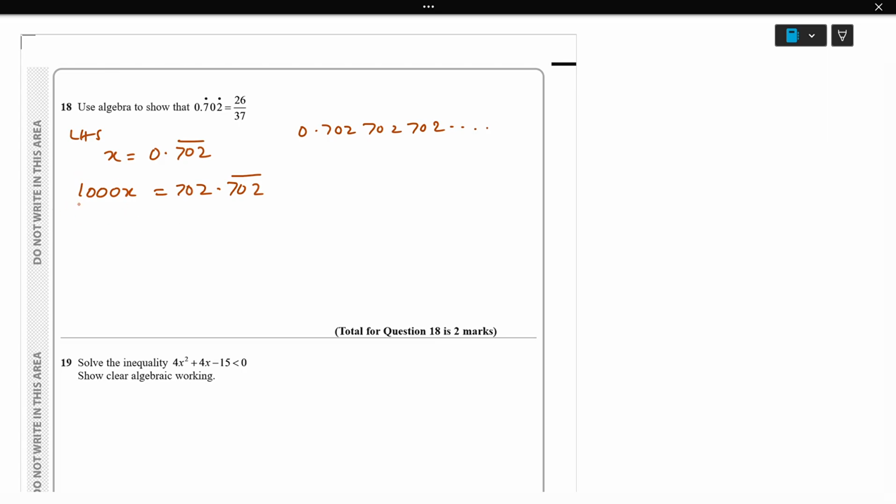Now I'll subtract both equations. This is the second equation and this is the first equation. So second minus first I'll do.